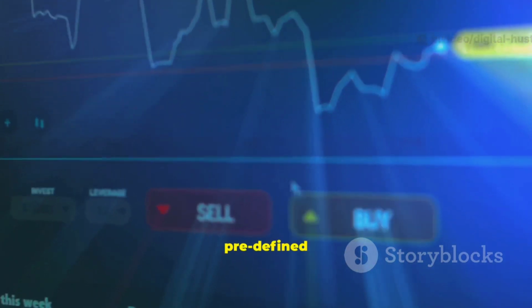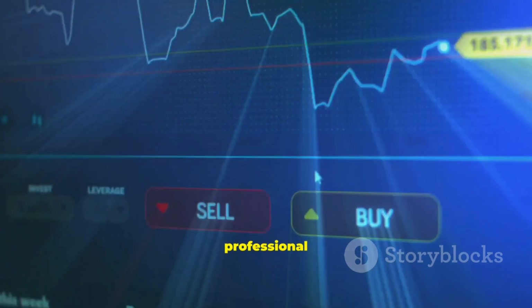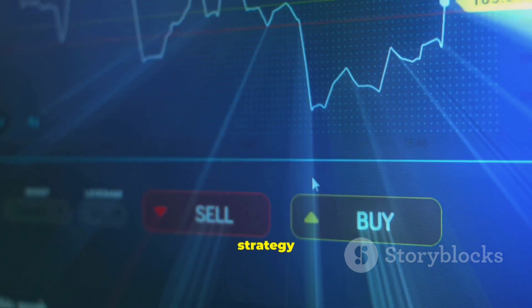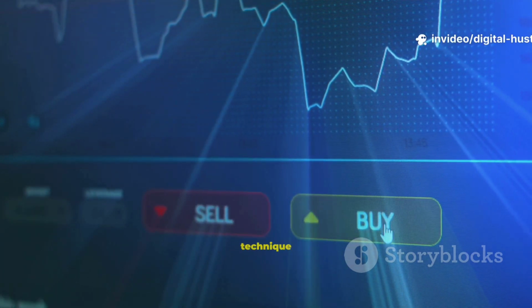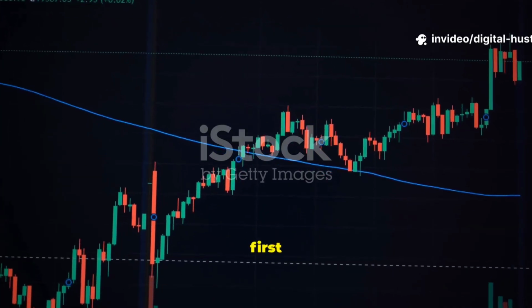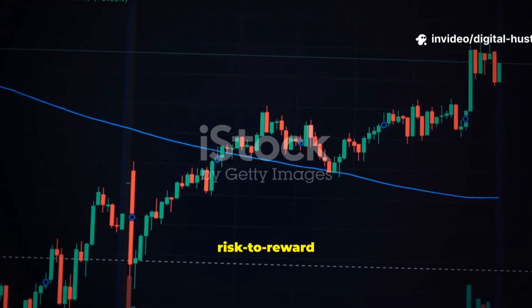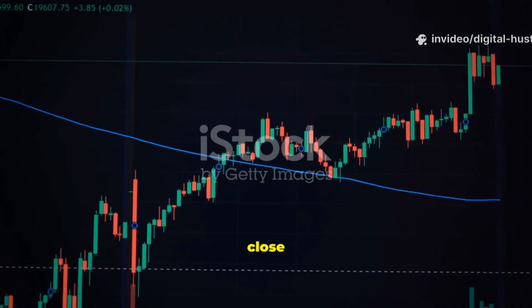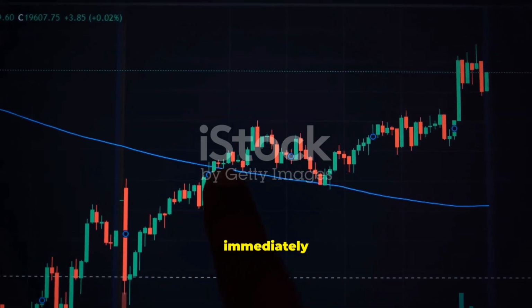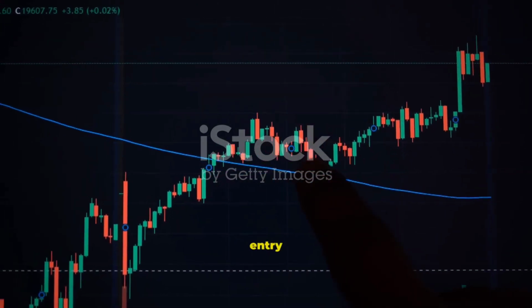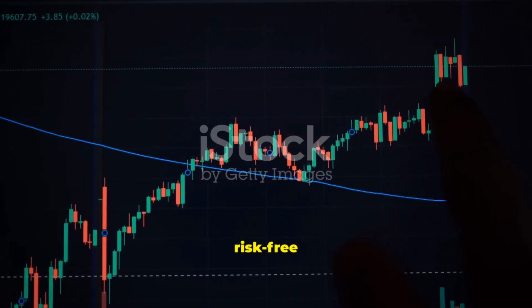Every entry needs a predefined stop loss, but a professional plan also includes an exit strategy for profits. A powerful technique is scaling out. Set your first take profit at a 1-1 risk-to-reward ratio. When hit, close 50% of your position and immediately move your stop loss on the rest to your entry price. This creates a risk-free trade.